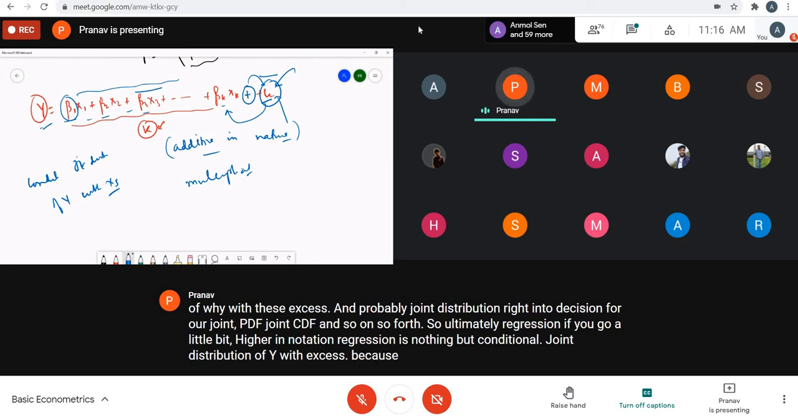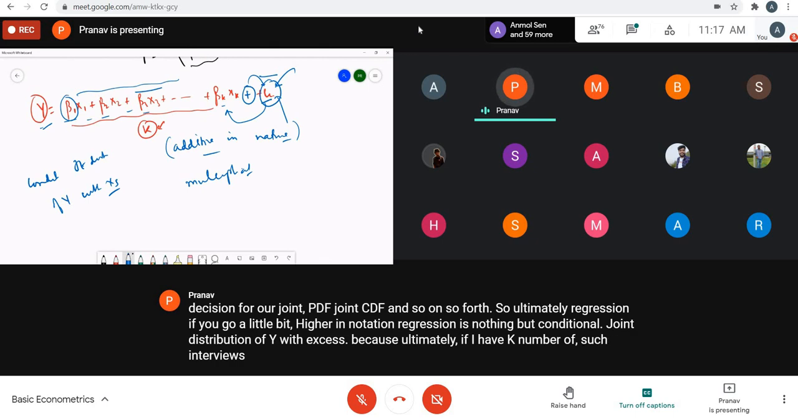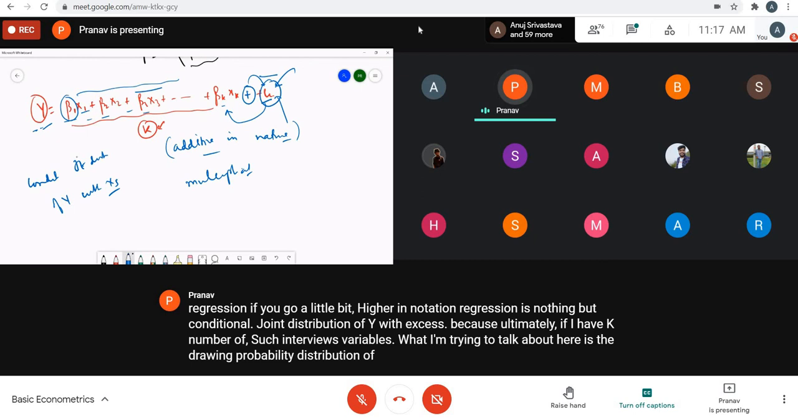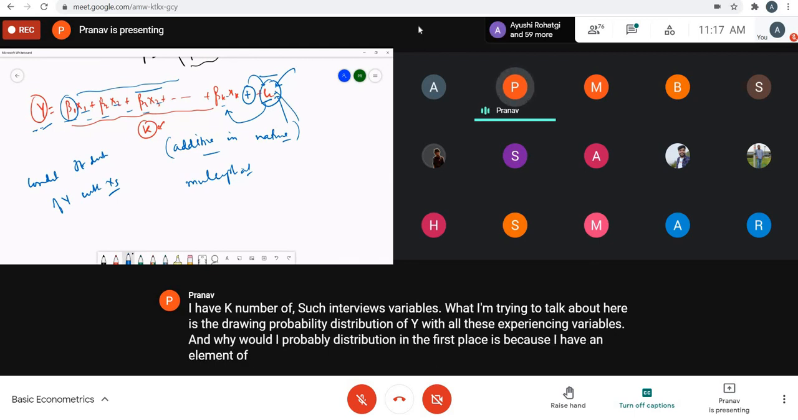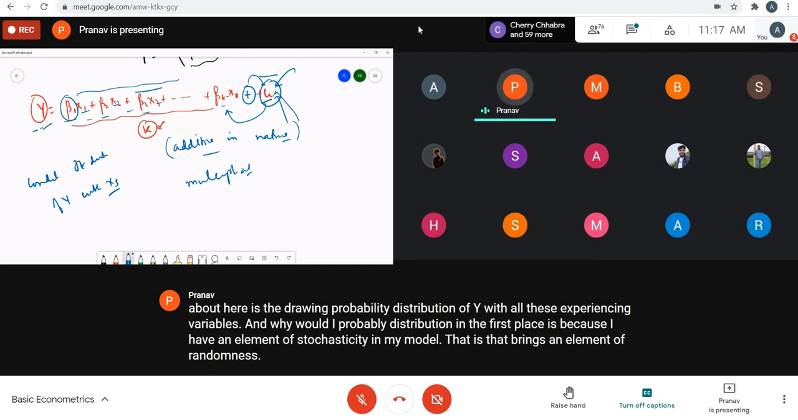Because ultimately, if I have k number of such explanatory variables, what I'm trying to talk about here is the joint probability distribution of y with all these explanatory variables. And why precisely probability distribution in the first place is because I have an element of stochasticity in my model. That brings an element of randomness. It disturbs an otherwise very stable relationship.